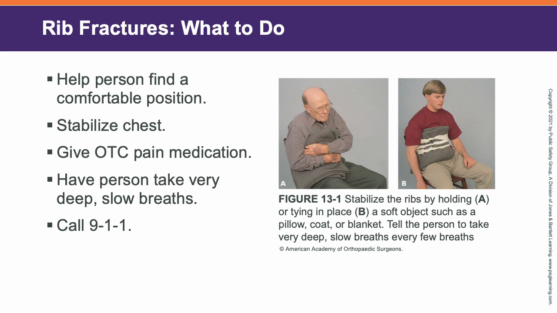So, if you determine somebody has a rib fracture, you're going to help the person find a comfortable position. You're going to try and stabilize their chest the best way that you can. You can give them a blanket or a pillow that they can either hold on to or that you can wrap to hold in place to help stabilize the area. Give them some over-the-counter pain medication. Try and have them take deep and slow breaths, because if they're trying to breathe too hard, it's going to cause a lot of pain. So try and be very slow and controlled with their breath movements, and then you're going to call 911.